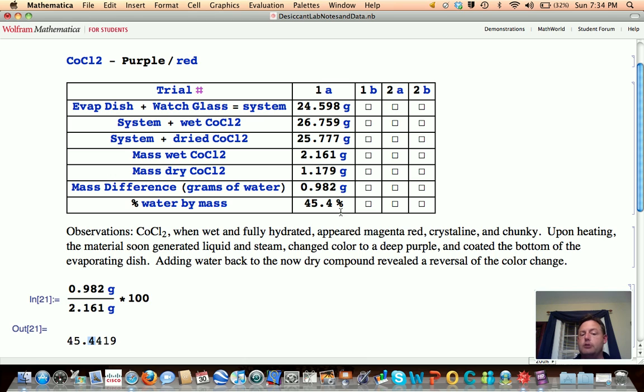45.4%. So this number, 45.4%, sounds like a pretty large number. Almost half of the mass of the compound we sampled is water. The higher that number, that means the more water our dried compound can hold, right? Or if you think of it the other way, it's how much of the weight of what we started with was really water. The higher that value, the better we think it might be as a desiccant. But there are other factors to consider about the desiccant, and I'll talk about that in our next video.